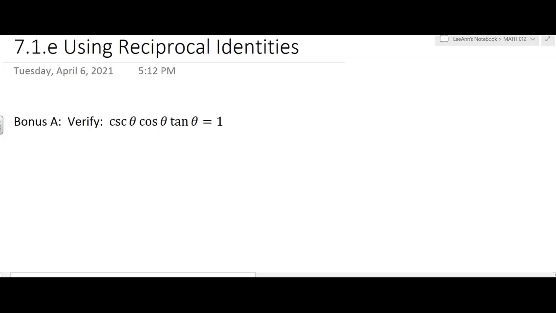Okay, so this is one of the bonus problems. They're in the book, just under like "Try it 1" or "Try it 2" or something. They're numbered. I just called it bonus A. But it's just another example.